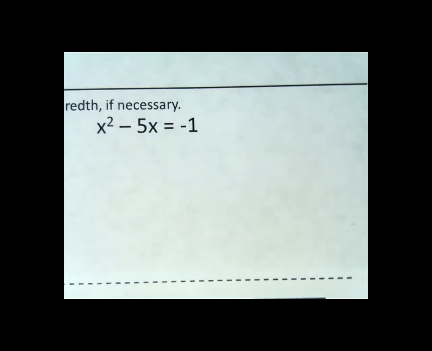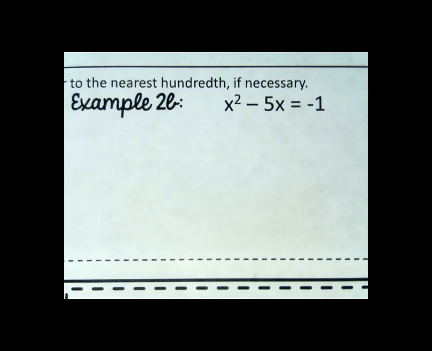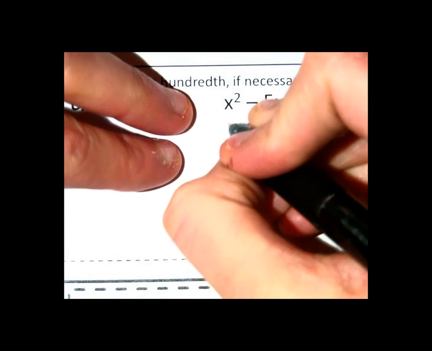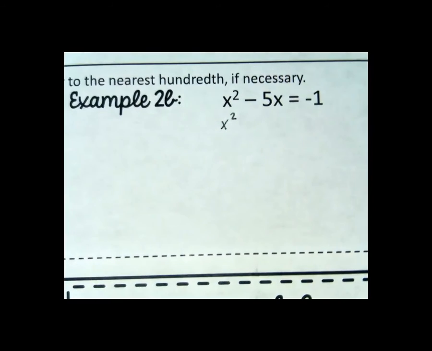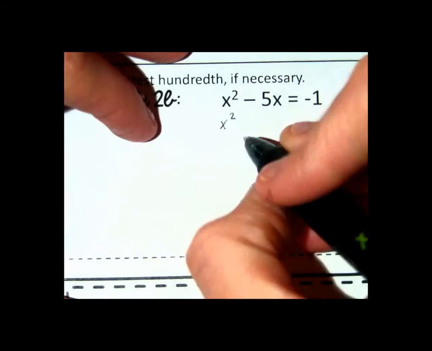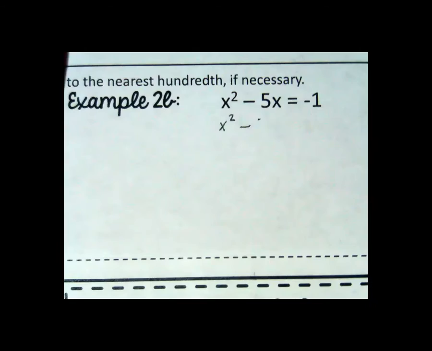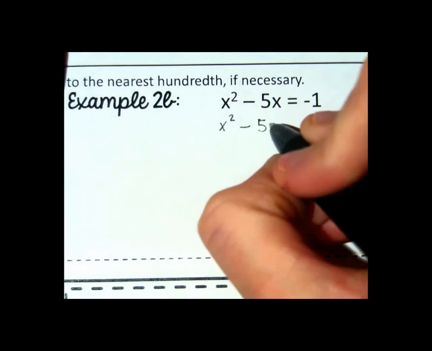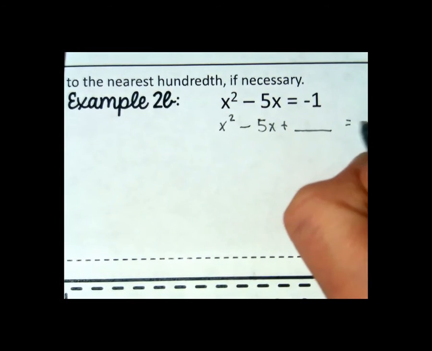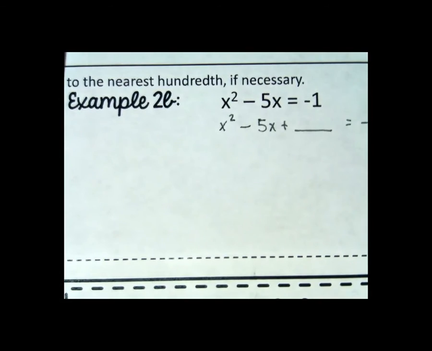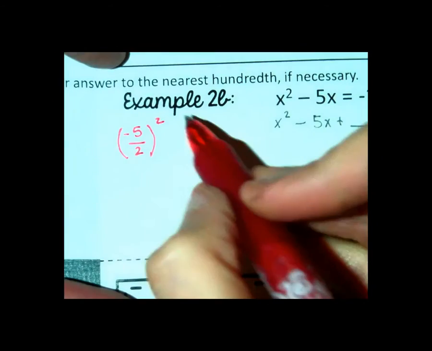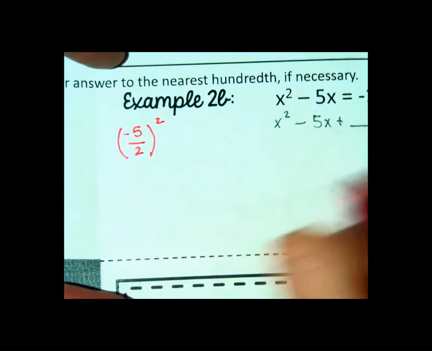Alright, number 2b. What is the first thing you do? -5 divided by 2. I actually need a blank first, because some of you are forgetting to put your blanks on both sides. Okay, negative 5 over 2 squared. Here's what I mean. Some of you are not writing this down over here, and then you have no idea what goes here and here. If you are, thank you.